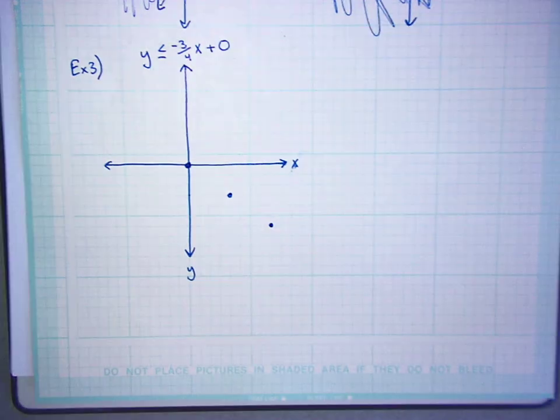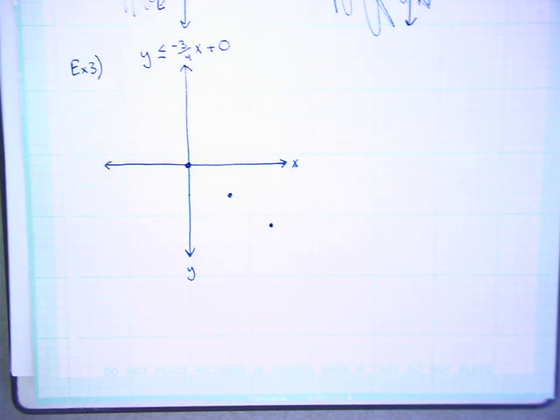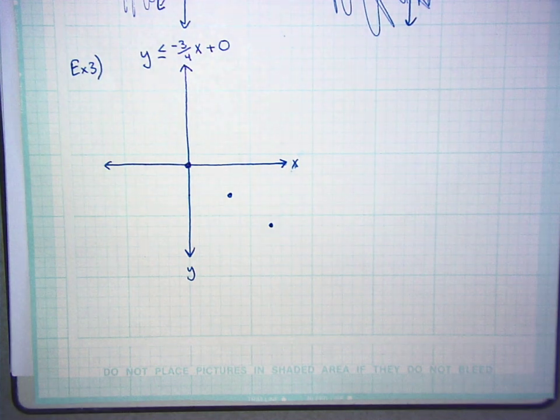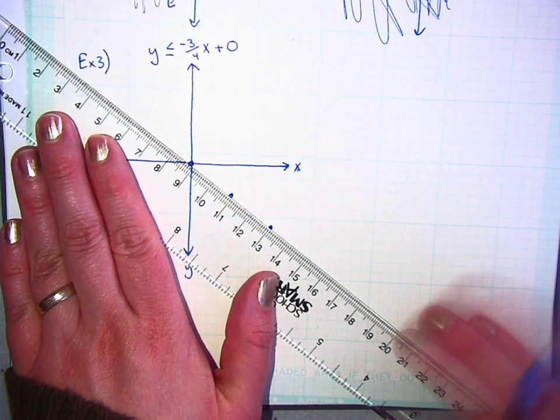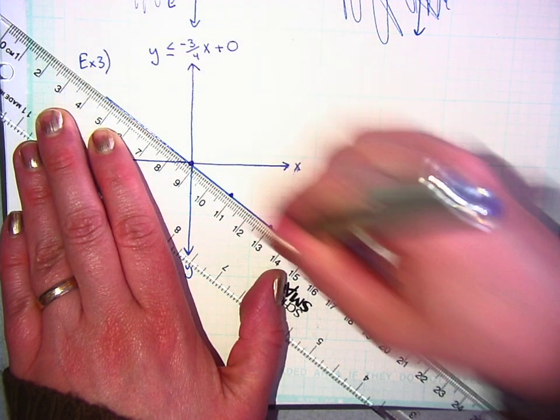Is this going to be a dotted line or a solid line? Austin: Solid, because it's less than or equal to. You're right, it's the equal to part that makes it a solid line. Otherwise it would be a dashed line.